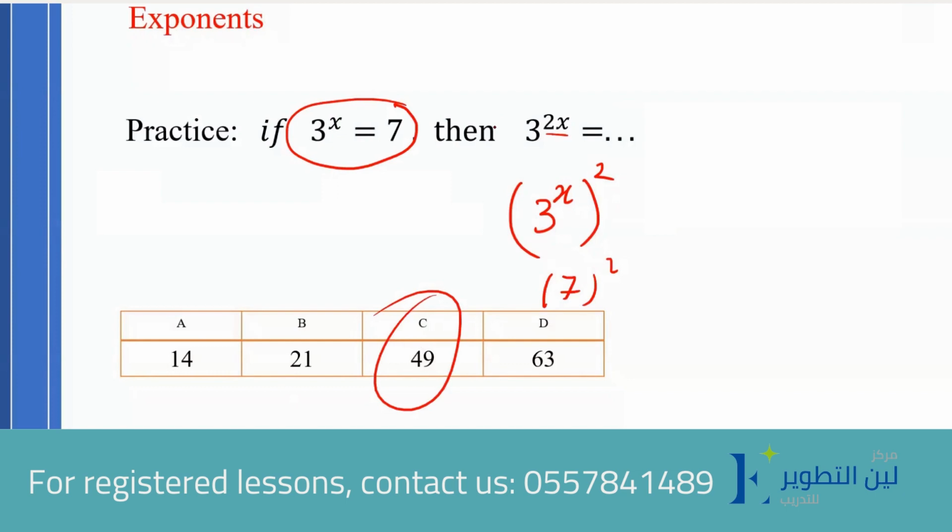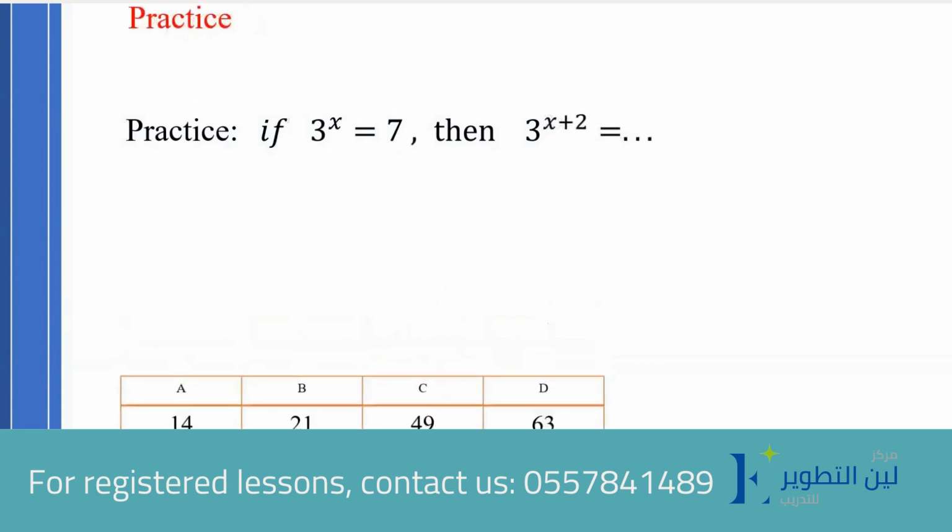So this problem has only one step, which is using the power of power. The rule in exponents is called power of power. So if there is a multiplication in the exponent, you can make them as a first exponent, and there is a parenthesis, and there is a second exponent. Okay, so let's just do this one as a practice.